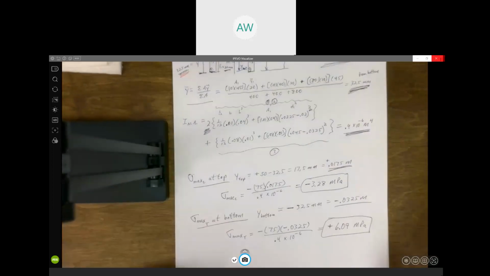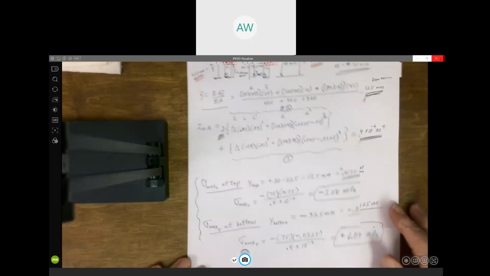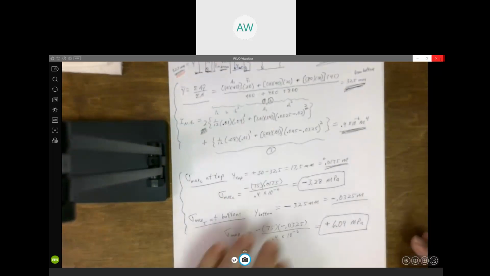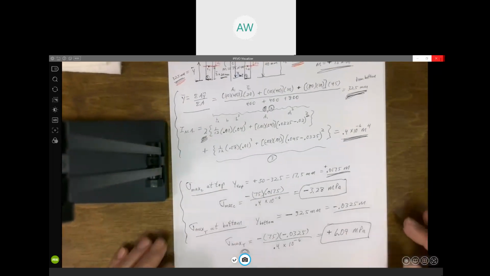So again, this is the mechanics of materials part. This is what you were supposed to already know how to do from statics. But you have to be able to do both, or you're not going to be able to solve it. Question about that one?